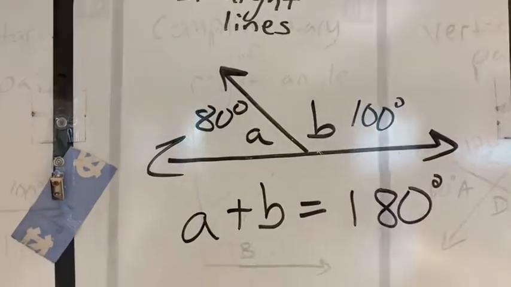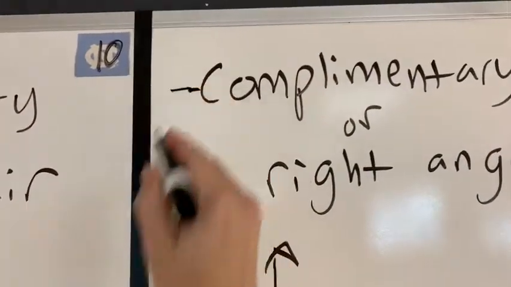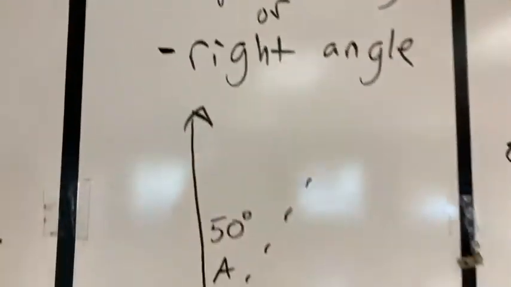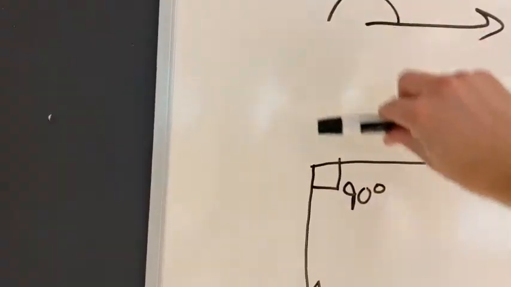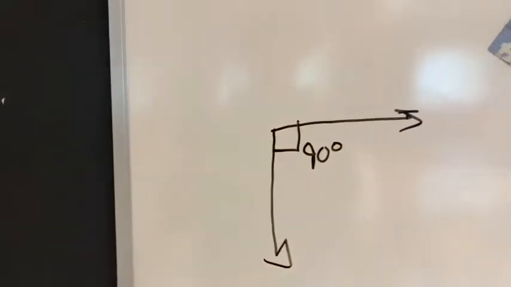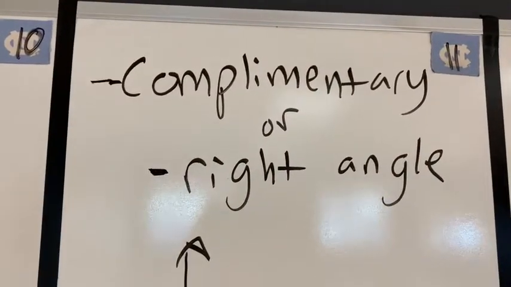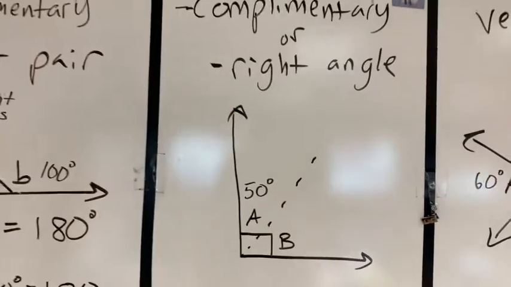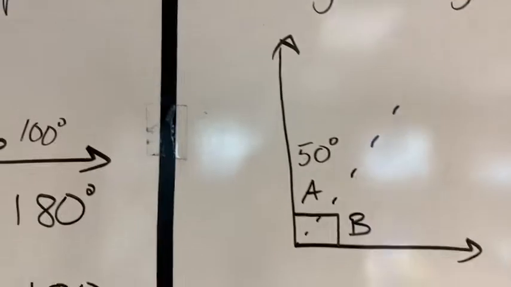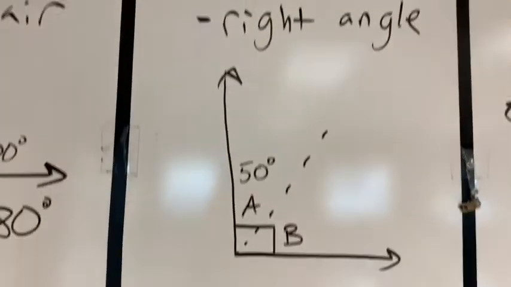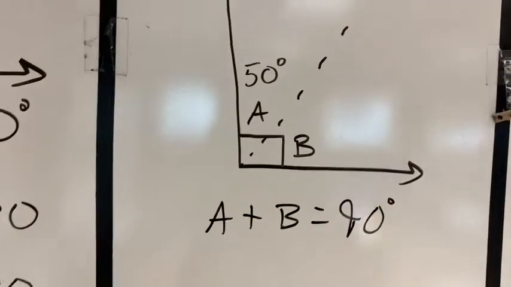The next relationship also has two names. We can call this a complementary or a right angle. And this is like when you're in your car and you make a left turn or a right turn. You just did a 90-degree turn, which is a complementary or right angle. So any time you see that sharp corner that looks like a square, we know that we have a complementary or right angle, and those two angles have to add up to equal 90 degrees.